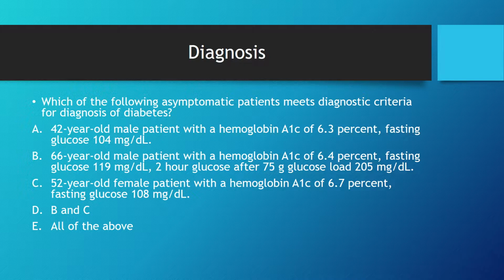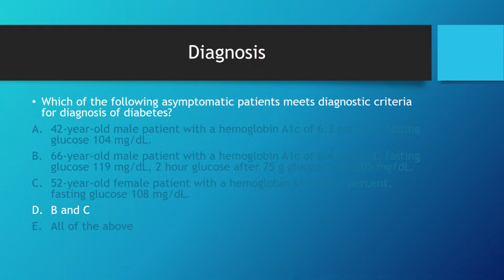A: a 42-year-old male patient with a hemoglobin A1C of 6.3%, fasting glucose 104. B: a 66-year-old male patient with a hemoglobin A1C of 6.4%, fasting glucose 119, 2-hour glucose after a 75-gram glucose load 205 milligrams per deciliter. Or C: a 52-year-old female patient with a hemoglobin A1C of 6.7%, fasting glucose 108. Option D includes both B and C, and option E is all of the above. The correct answer is B and C, and we will see in the next slide why I chose that answer.